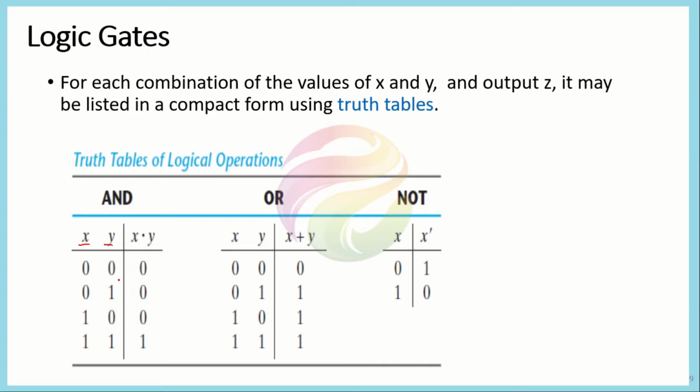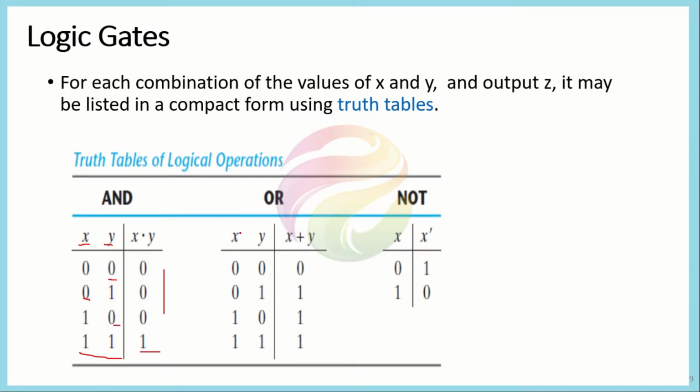Either both of them will be 0, or either of them will be 1, or both of them will be equal to 1. So we will have 4 combinations here. For each combination we will be performing the AND operation, and for the AND operation we know that if both of the values of x and y are equal to 1, then only we will have the output equal to 1. Otherwise, if any of the inputs is equal to 0, we will have the end result equal to 0, as you can see here.